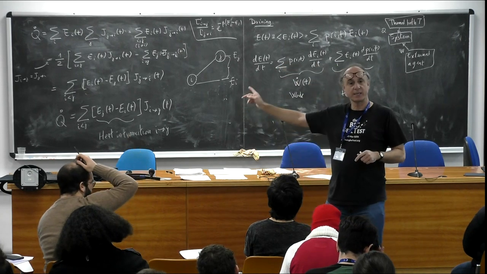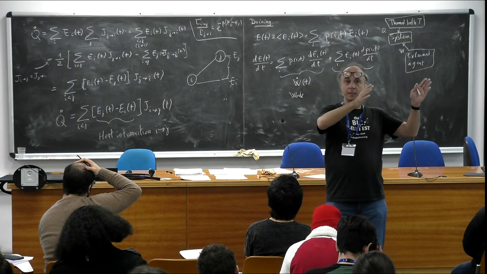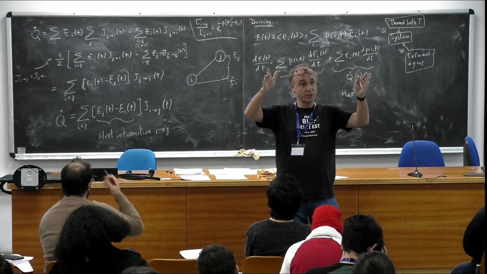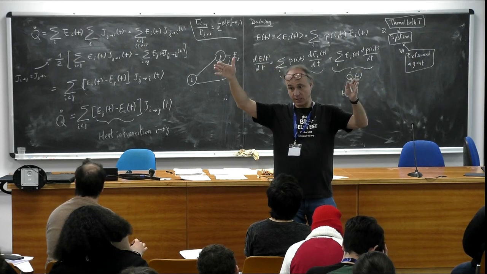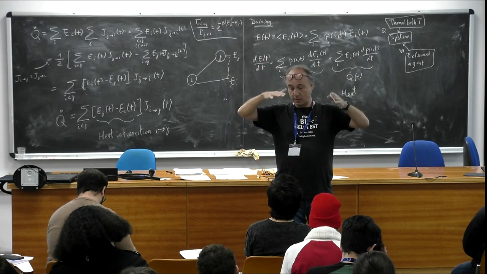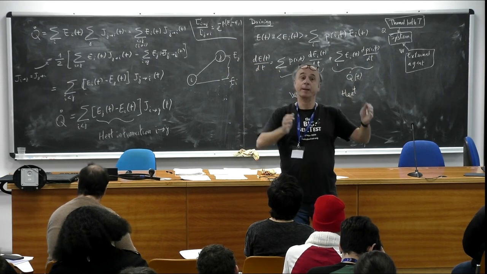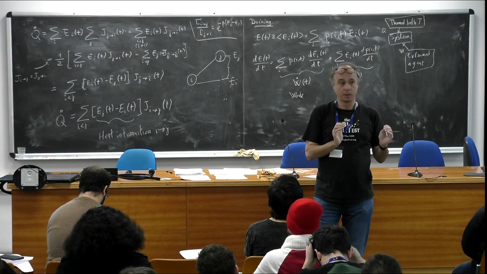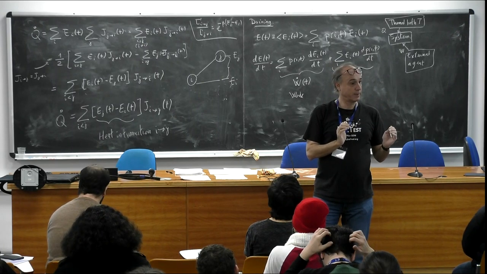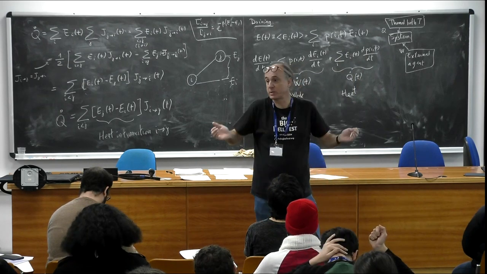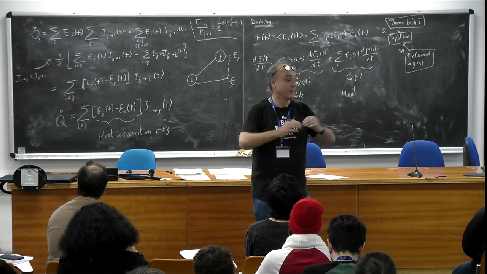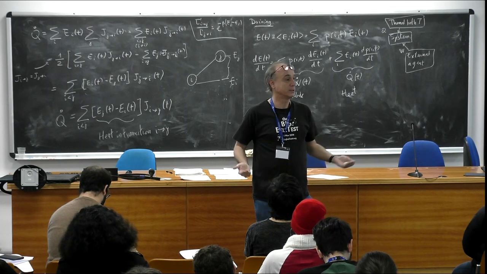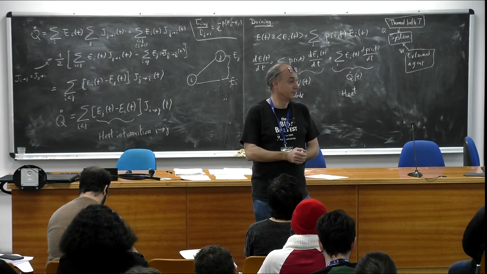So now we have a very nice expression: in each transition from I to J, I multiply the heat involved in this transition, which is the energy supplied by the bath in this transition, times the number of transitions per unit of time. And then I get a nice sum over all transitions, and then I get the heat per unit of time.